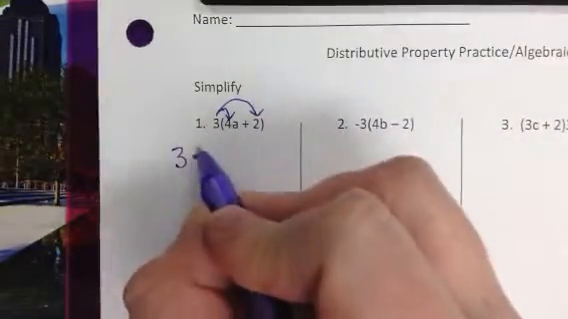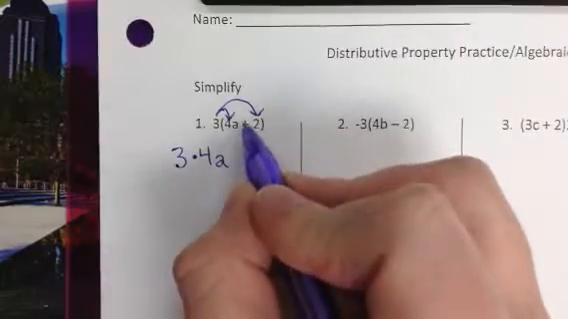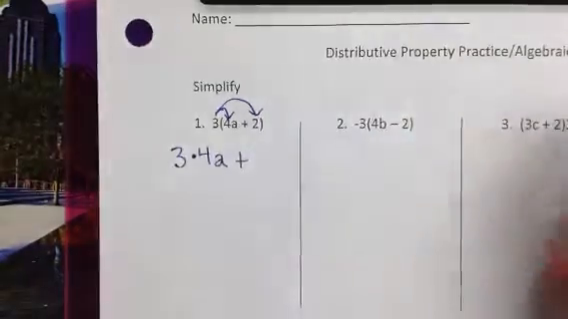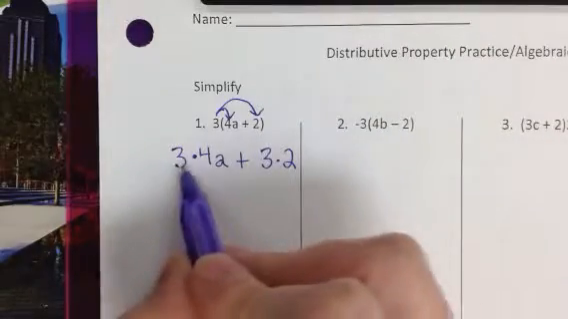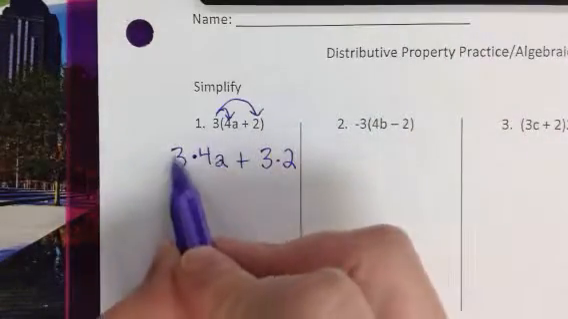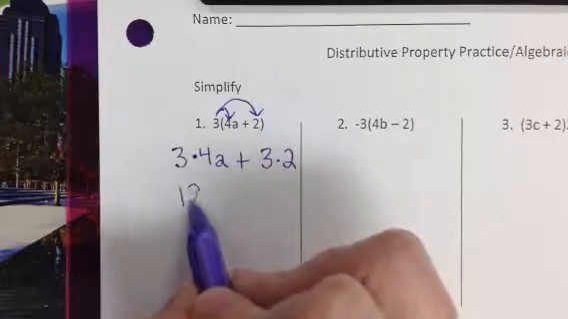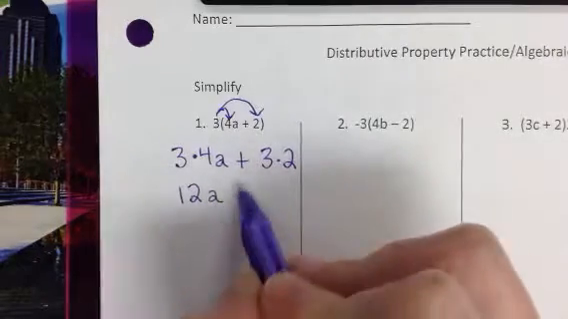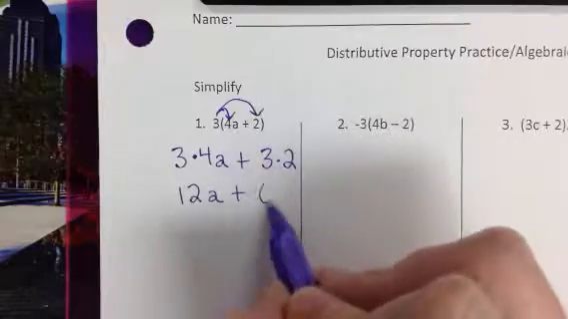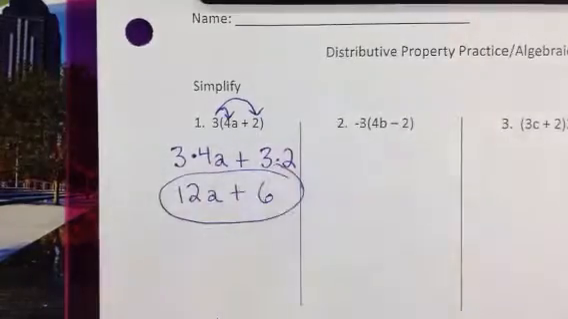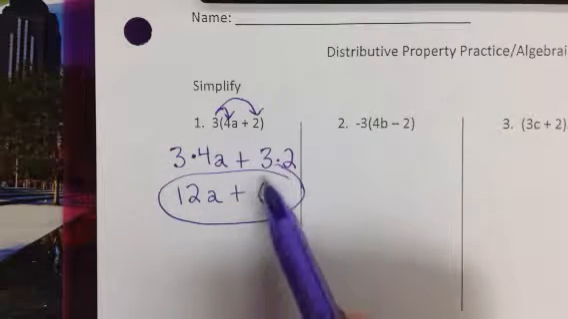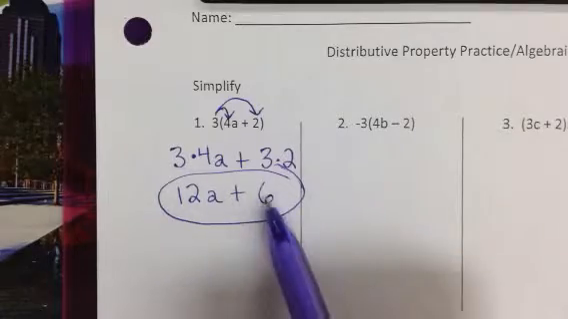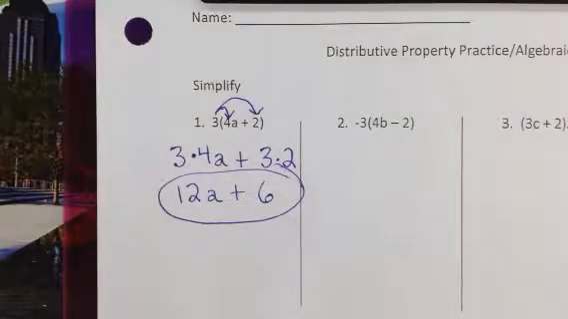So I'm going to do 3 times 4A, and I'm going to do 3 times 2. So 3 times 4A. They have a plus, so I bring a plus. 3 times 2. Right here, I ignore the variable to begin with, and I just multiply what I can. I get 12, and I bring the A with it. Bring down the plus. That works out to be 6. So number 1 is 12A plus 6. That cannot be simplified any further because these are not like terms. The 6 does not have an A, so I cannot add the 12 and the 6.